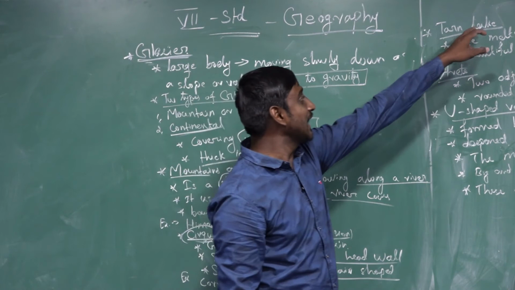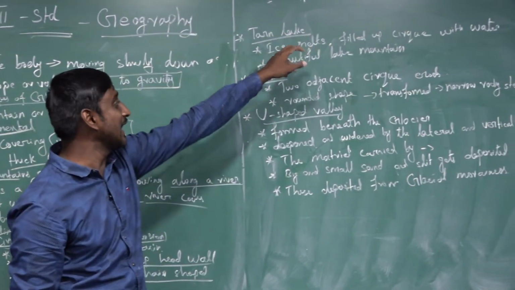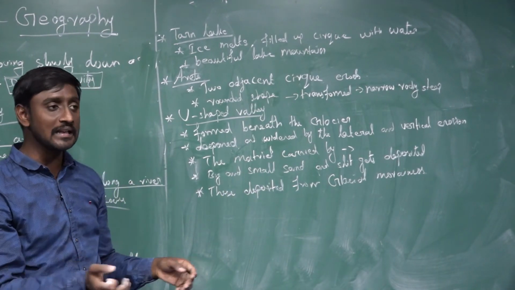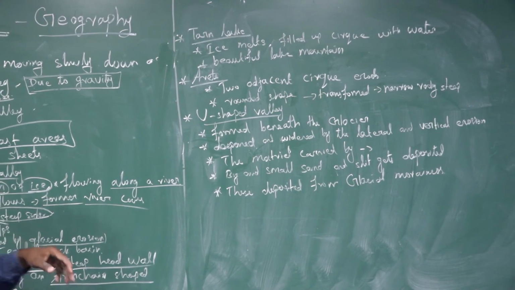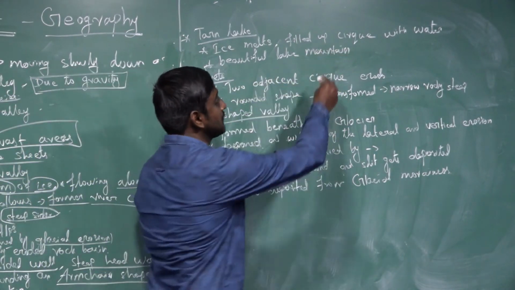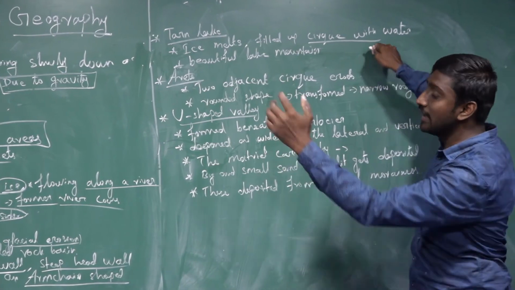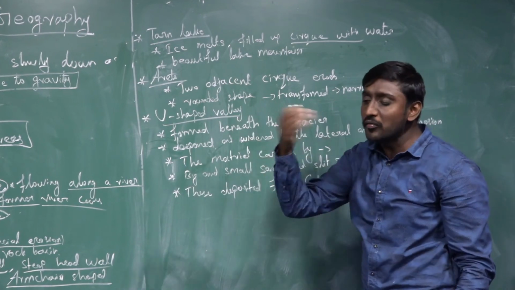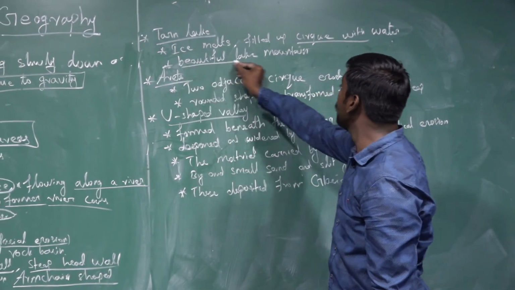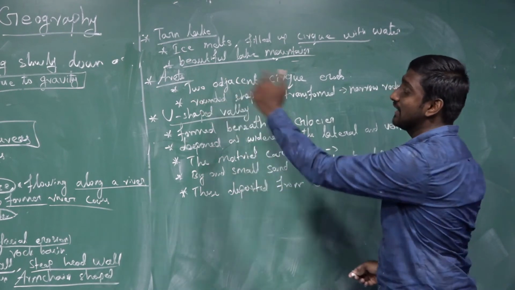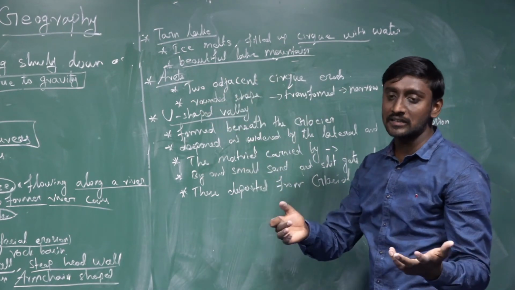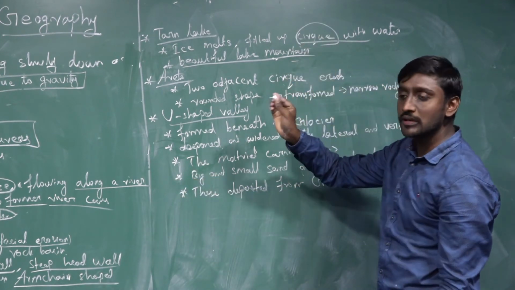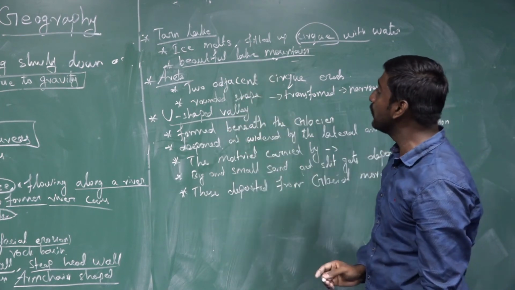Next, the tarn lake. A tarn is formed when the ice melts and the cirque is filled with water. It becomes a beautiful lake in the mountains, called a tarn lake.